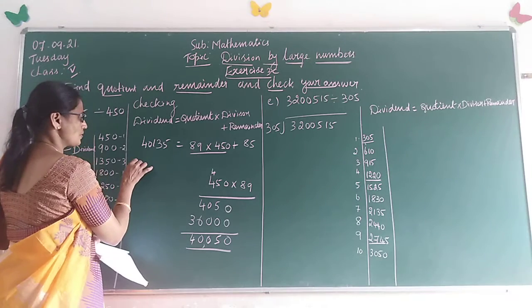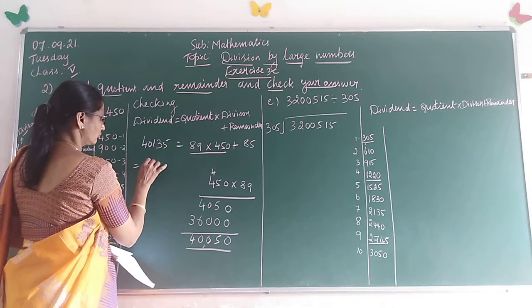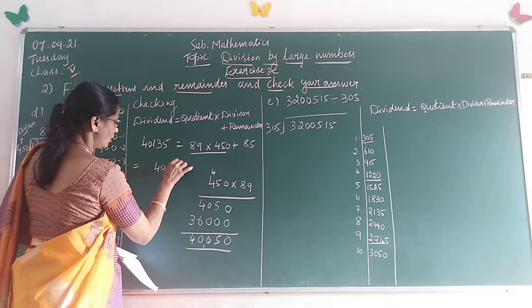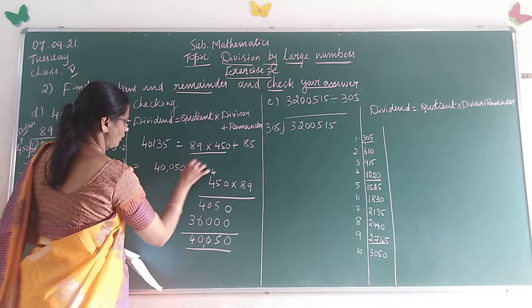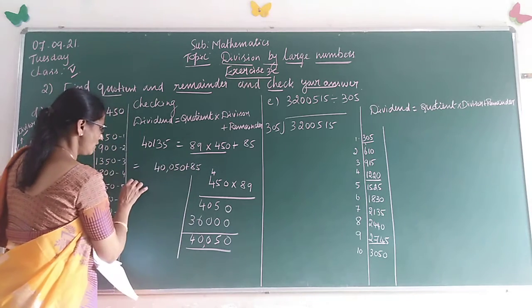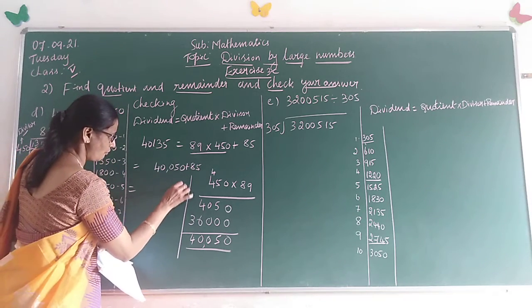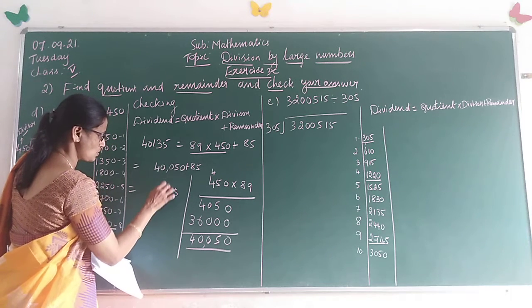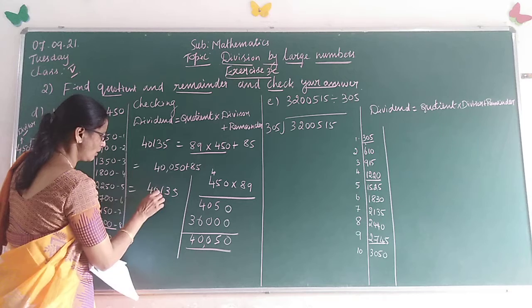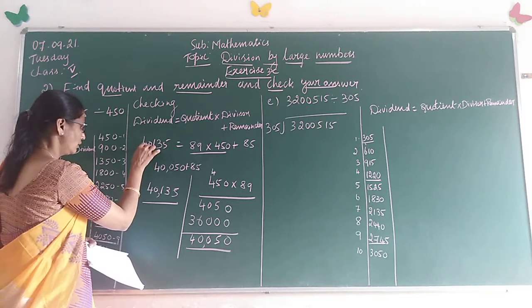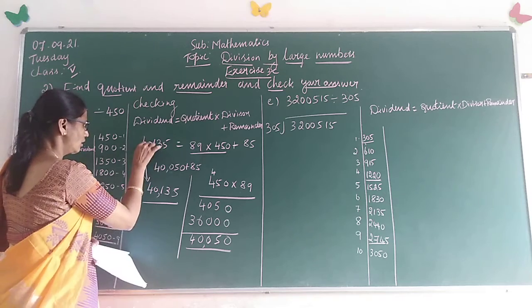So the answer is 40,050 plus this 85. So it is equal to, children, 5. 5 plus 8 is 13, 1 carry over. 0 plus 1 is 1. So the answer is correct. So see, children, here both the answers are equal.